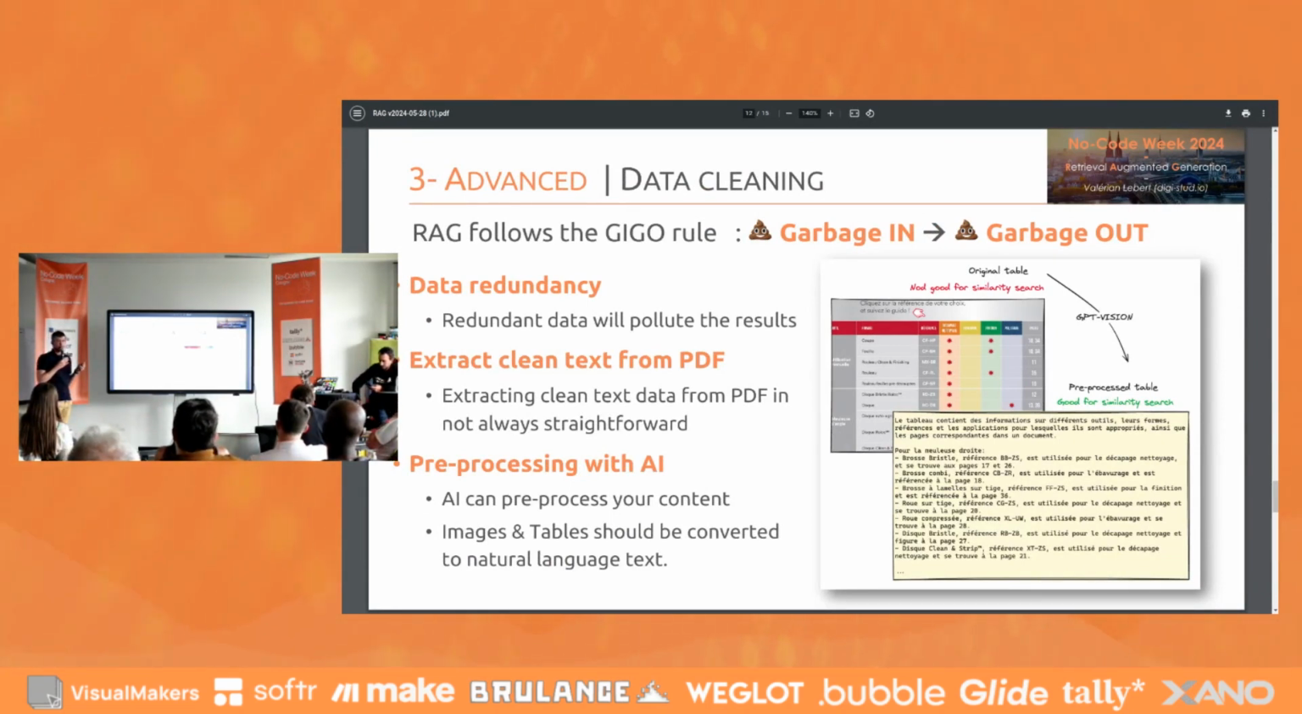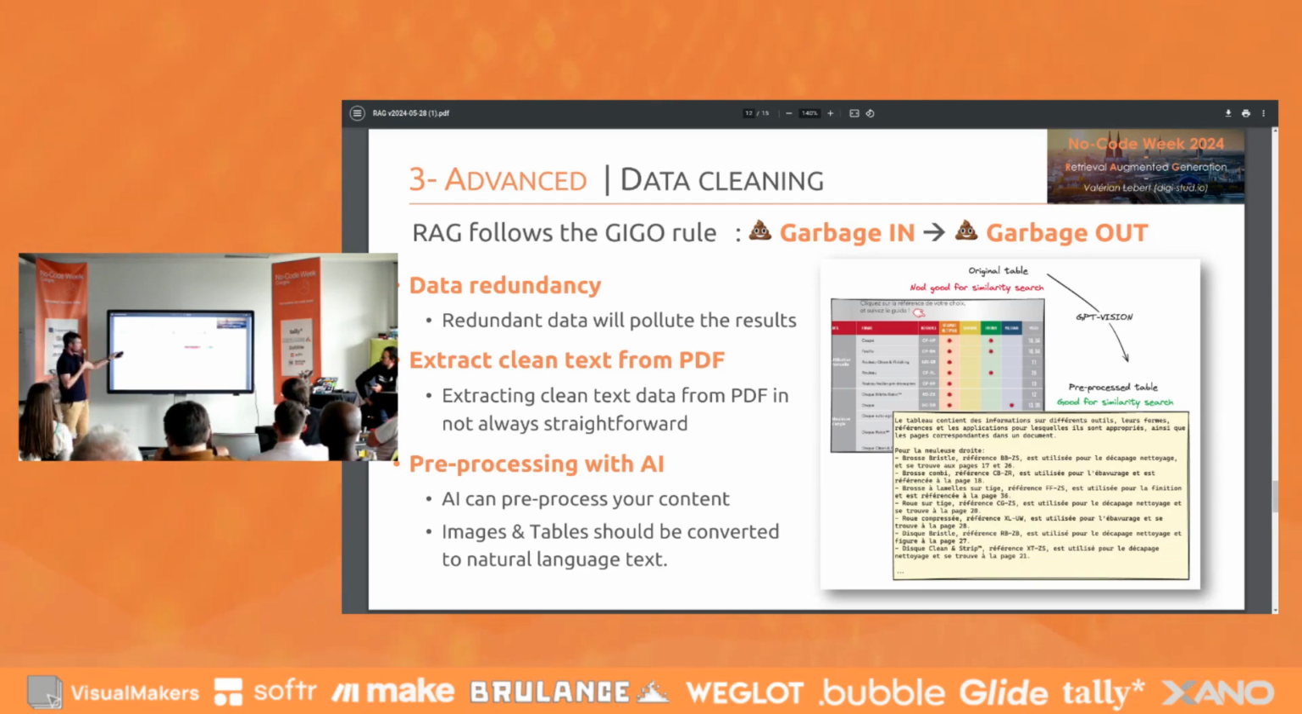You will have to work with PDF, and it's always a pain to extract clean text from PDF. You have images, you have tables with grouped cells, cells containing some picture or a stupid character, and you have to find a way to clean this mess. And one way which is working quite well is to pre-process the data with AI. You can read the images with AI, convert them to natural language.